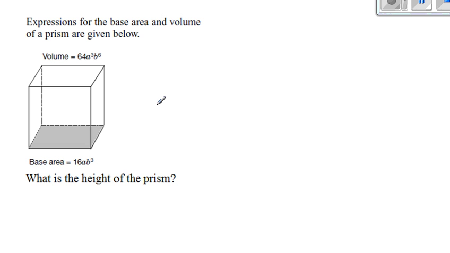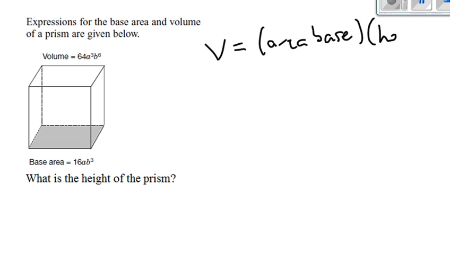And here's another question that kind of combines exponent laws with our understanding of other parts of the course. It says the expressions for the base area and volume of a prism are given below. What is the height? So volume of a prism is given to you on your formula sheet as area of the base times the height. So you know that it's given on your formula sheet, and we've talked about it in class, that if you have a base like this, then its height is a third dimension that gives you volume. So volume equals the area of the base times the height.